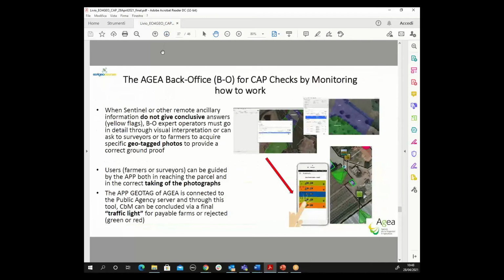This is how our back office checks work, and they also use some photographs taken on the ground. There is a recommendation from the European Community to use geotagged photos or applications on mobile phones to acquire very precise and non-manipulated photos. Next, please.